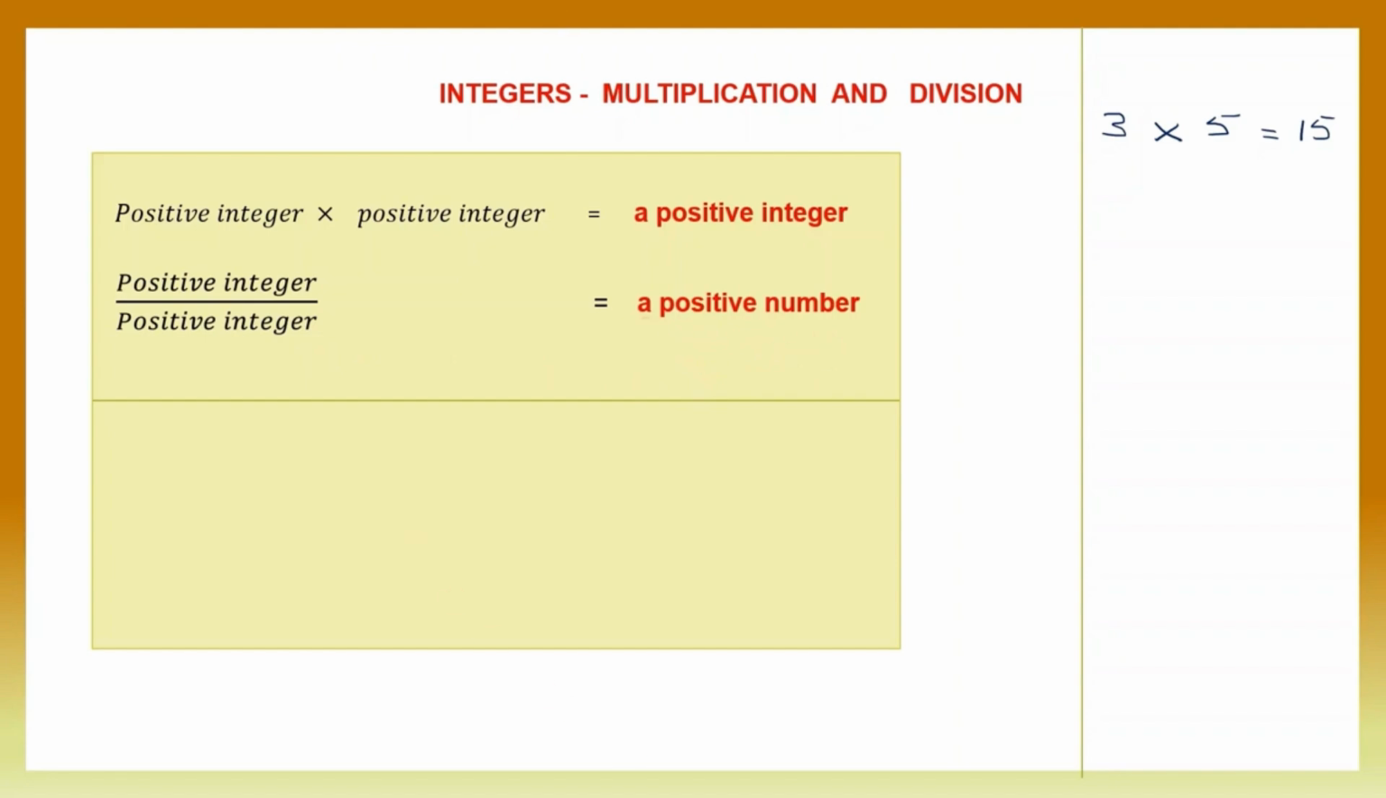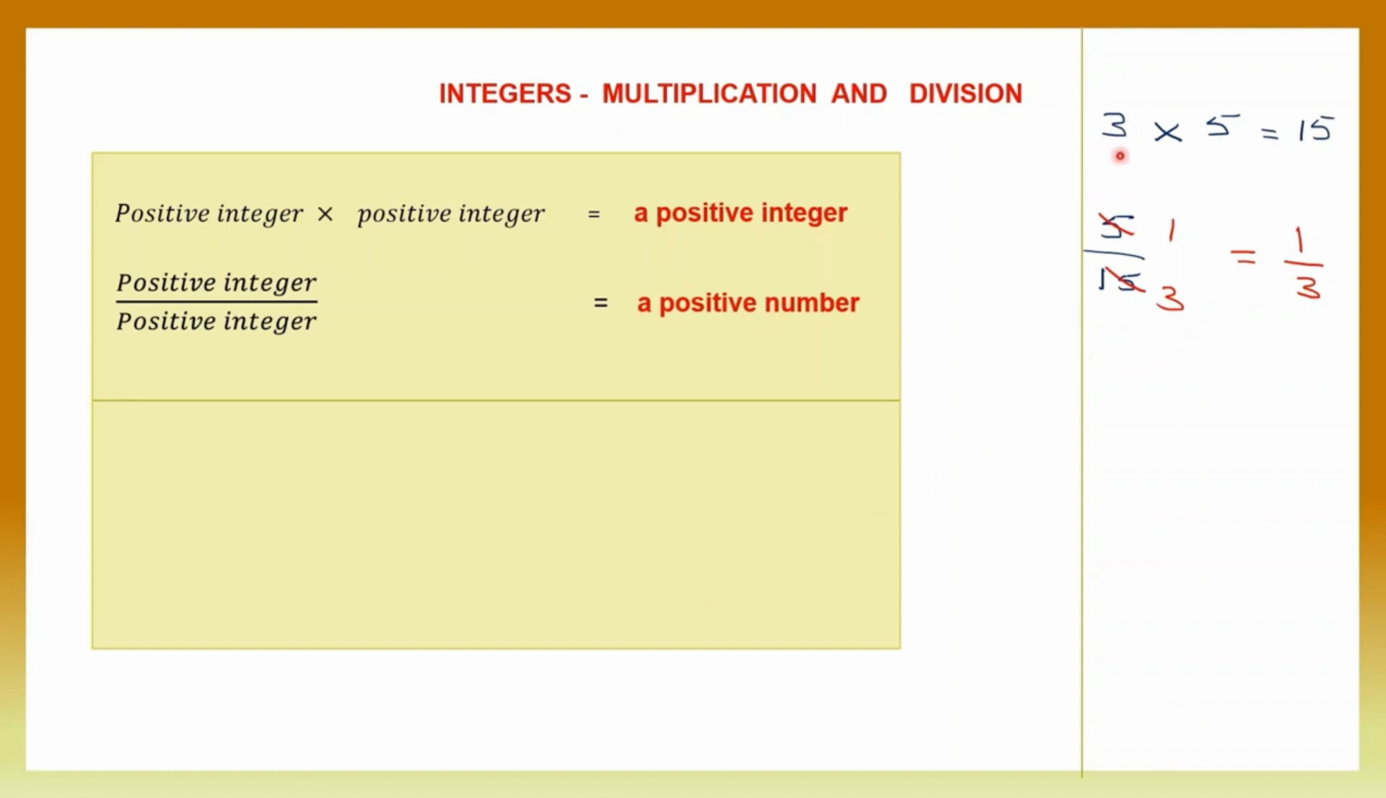So let me take an example. Let me divide a positive integer, 5 is a positive integer, isn't it? By another positive integer, 15. So I have 5 by 15. Now here I can cancel these two, both by 5. 5 ones are 5, 5 threes are 15. So what do I get here? I get 1 by 3. So my answer is positive.